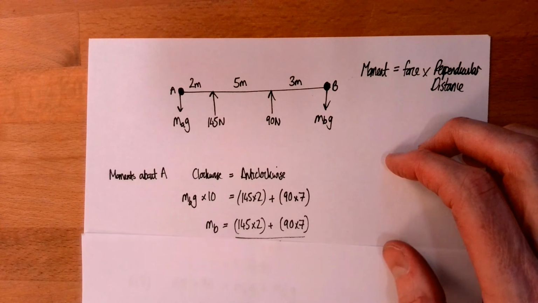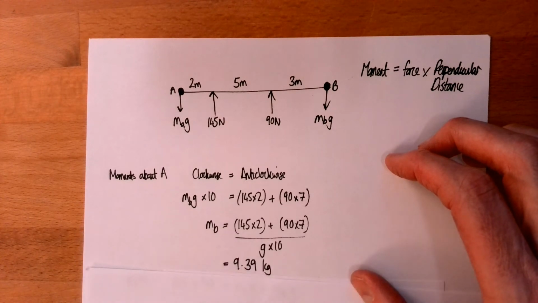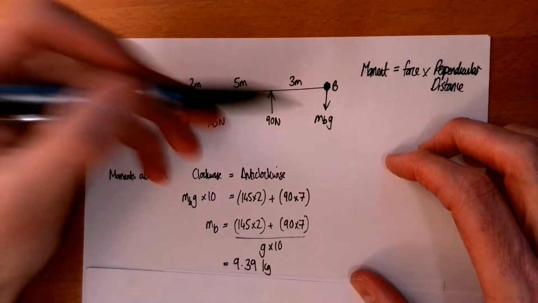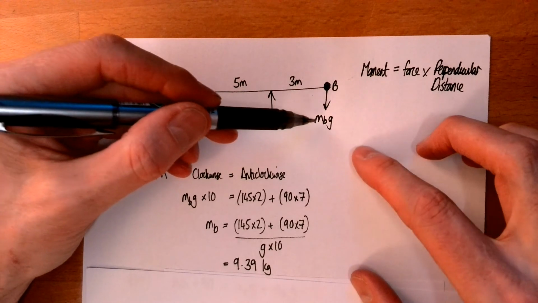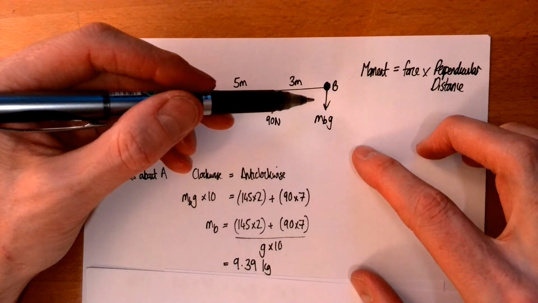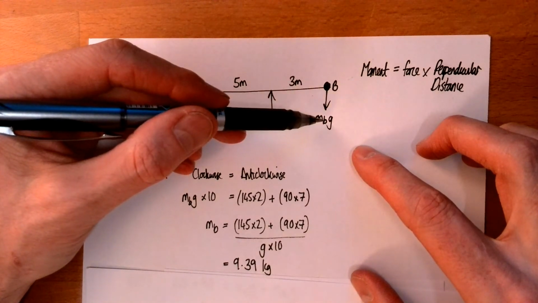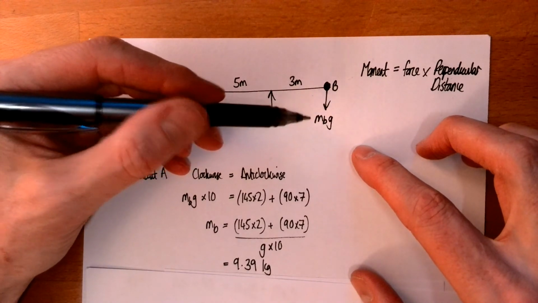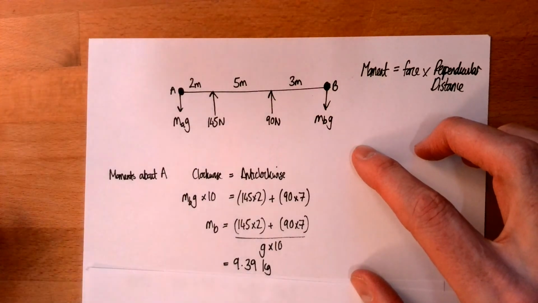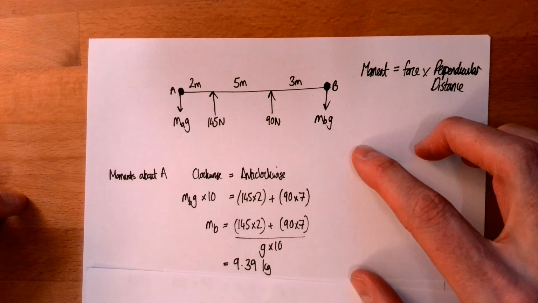And so doing a little bit of calculation, I can work out the value of the mass. Remember, that's the mass, not the force. So this mass here is 9.39 kilograms, but its weight is 9.39 g. And make sure you store that on your calculator because we're going to use it again in a minute.